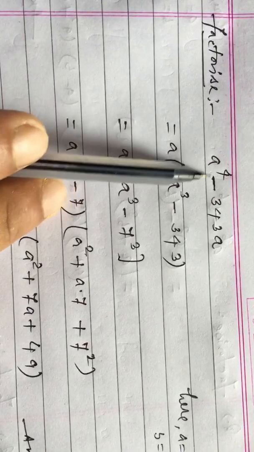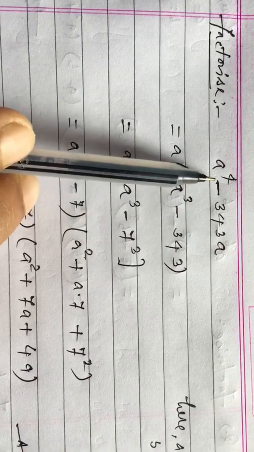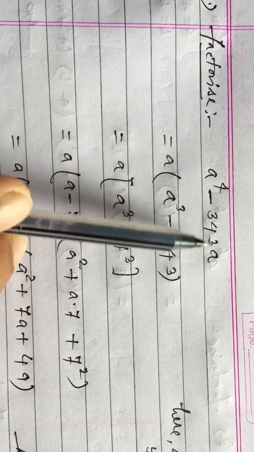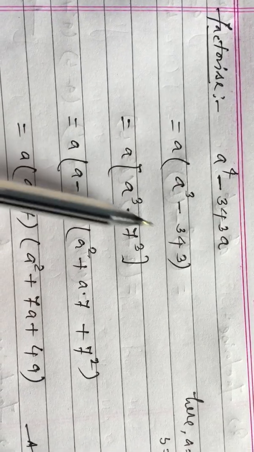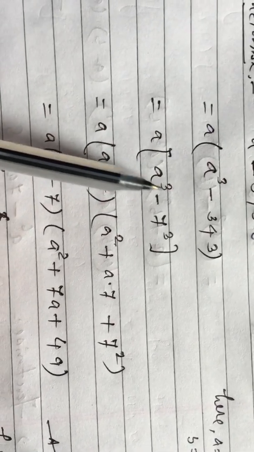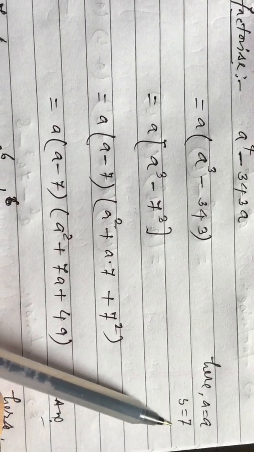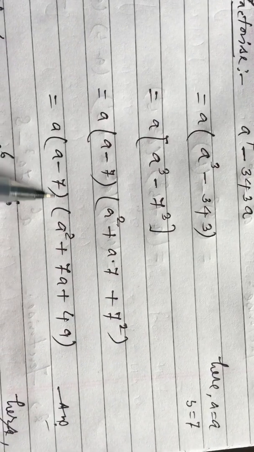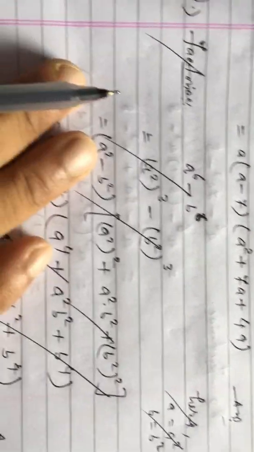One more problem you can see here. Factorize a to the power 4 minus 343a. In this question you can see the cube is not there, but this number is a perfect cube of 7, and I think a is common in both the terms. So we take a as common: a times a cube minus 343. A is the cube of a, and 343 is the cube of 7. Now suppose a is a and b is 7. Applying the formula a minus b, a square plus a into b plus b square: a minus 7, a square, 7a, and the square of 7, that is 49. Now see one more problem.